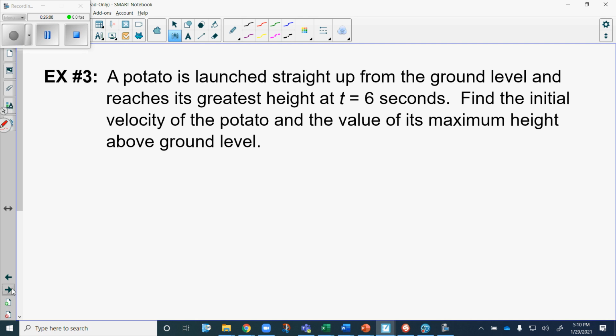So next, a potato is launched straight up from the ground, and it reaches its greatest height at 6 seconds. Find the initial velocity of the potato and the value of its maximum height above ground level. Now, a lot of times you'll see a question like this, very straight out of a Physics 1 textbook or an Algebra 2 textbook, something pretty straightforward.